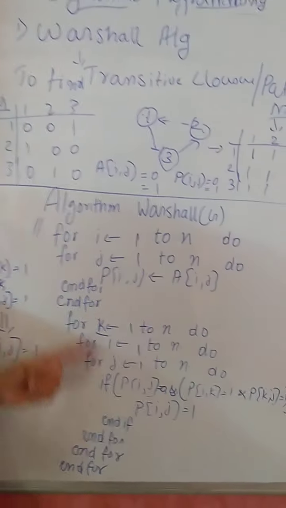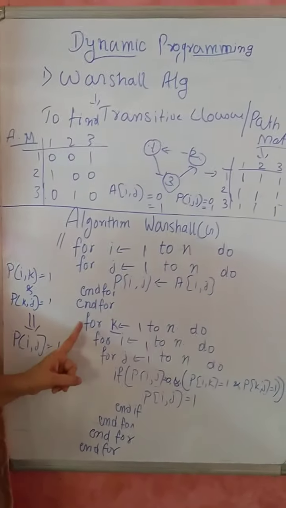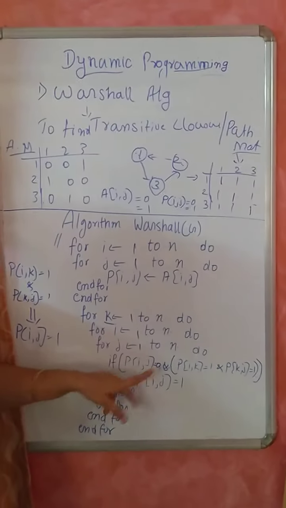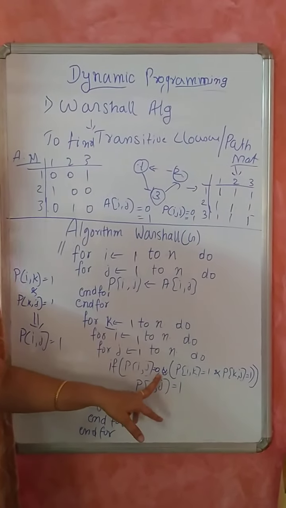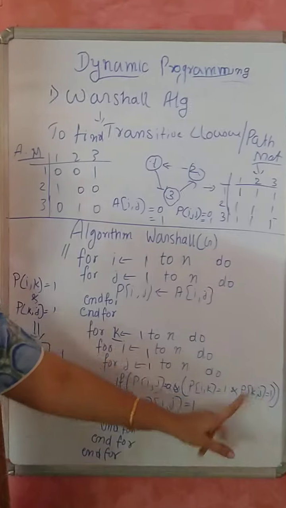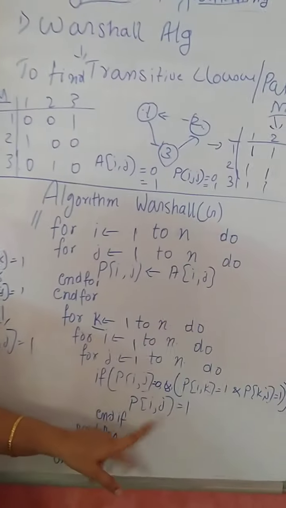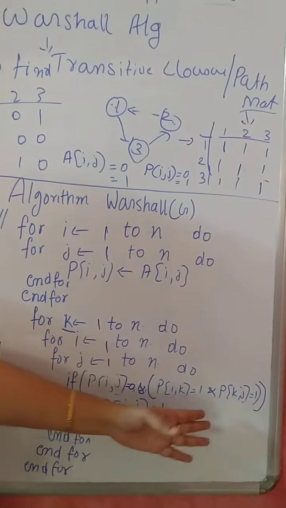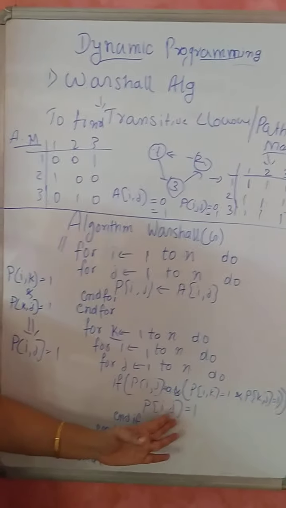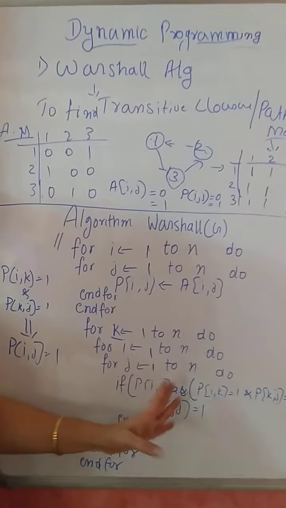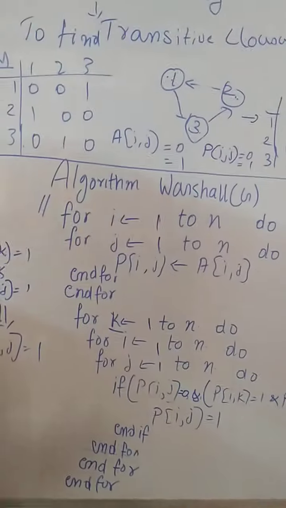So this is the algorithm. It is very simple. 3 for loops. Check if the direct edge is 0. If the direct edge is 0, through k do you have a path? If the path is there, then P of Ij will become 1. If this is also false, it will be 0 only. No need of updating that one. So this is the algorithm.